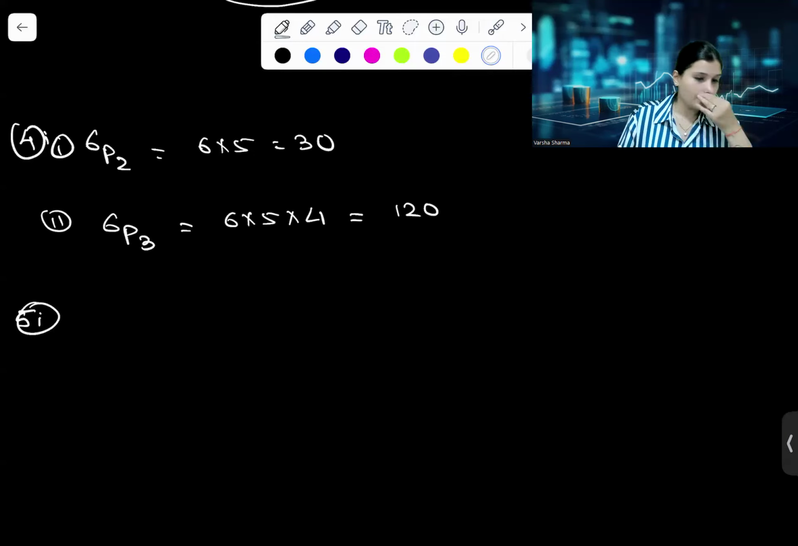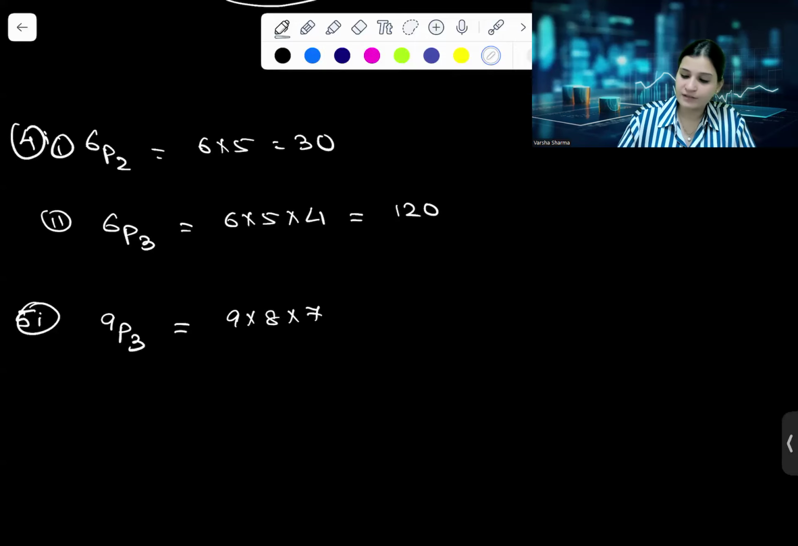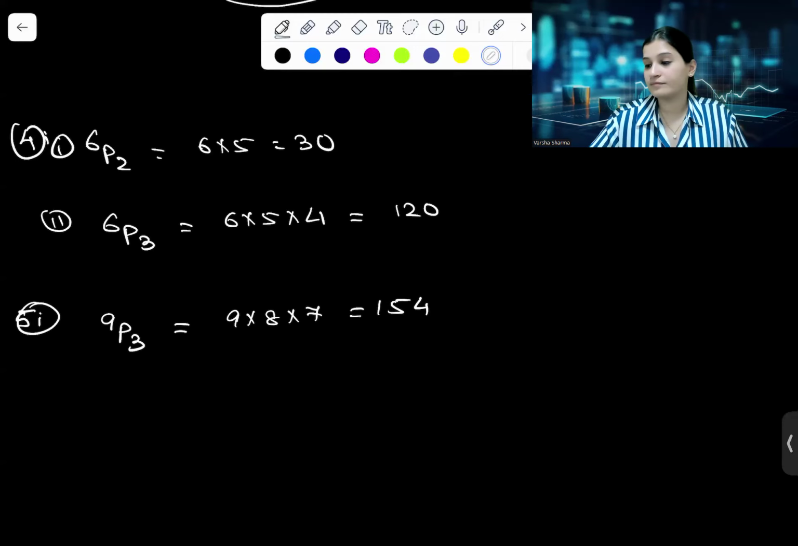3-digit numbers can be formed using the digits 1 to 9. So there are 9 digits. Number 1, no digit is repeated. So out of 9, we need to select 3. So 9 into 8 into 7, 504.